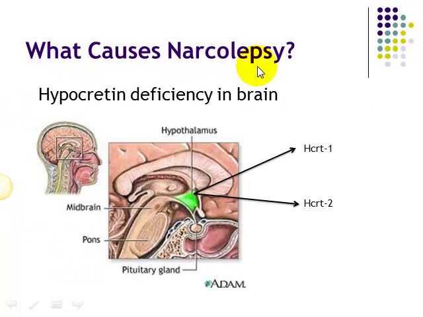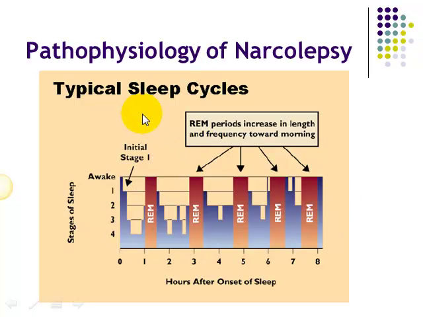So, what causes narcolepsy? The current thinking is narcolepsy is due to the deficiency of hypocretin in your hypothalamus, hypocretin 1 or hypocretin 2. Normally, as you fall asleep, you have sleep latency, and then you go through REM sleep after about 90 minutes, and the REM cycle goes for about 4 to 5 times throughout the night. When you have narcolepsy, the REM sleep occurs as early as 8 minutes or less of your sleep onset. That is called sleep onset REM.